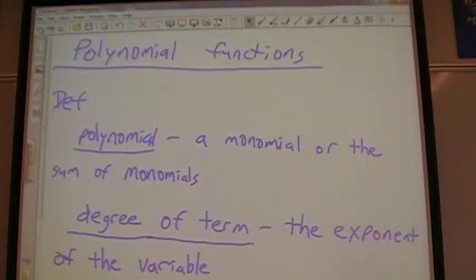Polynomial functions. You have three definitions. Write down those definitions. Your definition of a polynomial is a monomial or the sum of monomials. What is a monomial? One term. Okay. And how is a polynomial a monomial? It's a collection of monomials. Why does it say a monomial or the sum of monomials? Because a monomial could be a polynomial. A monomial is a type of polynomial, or a sum of monomials is a polynomial.